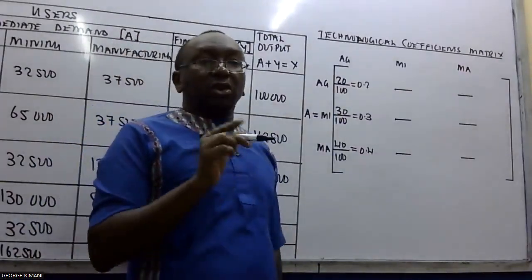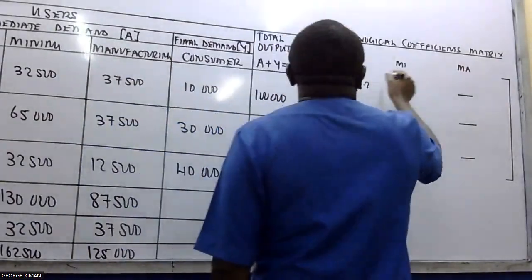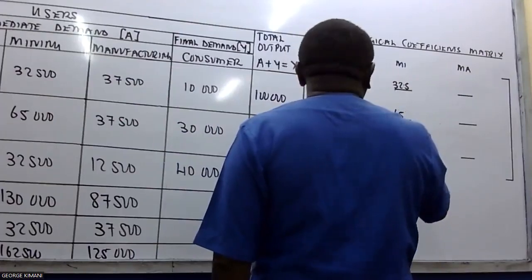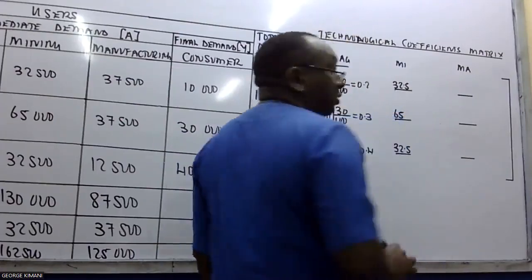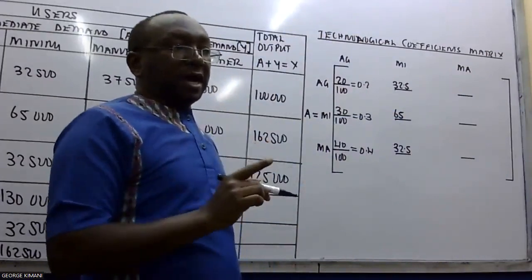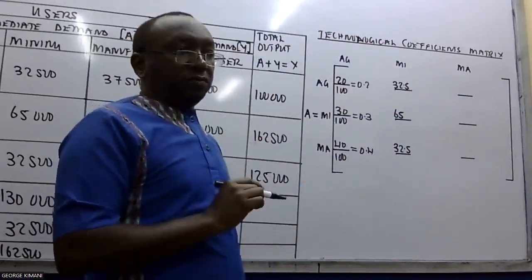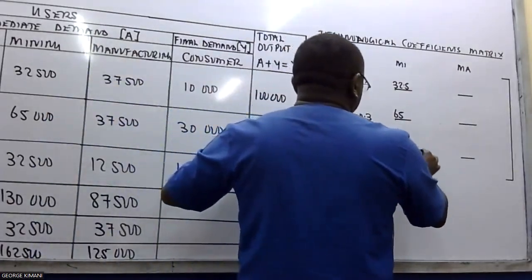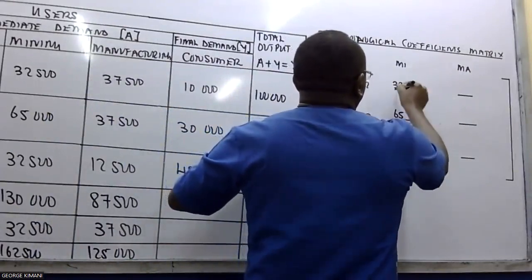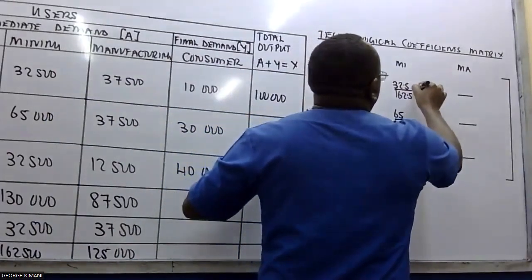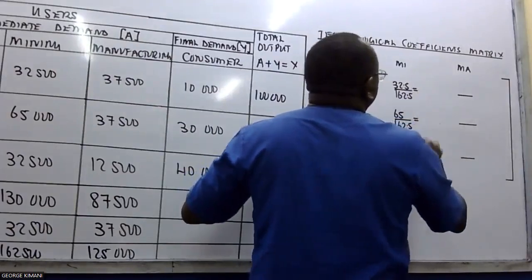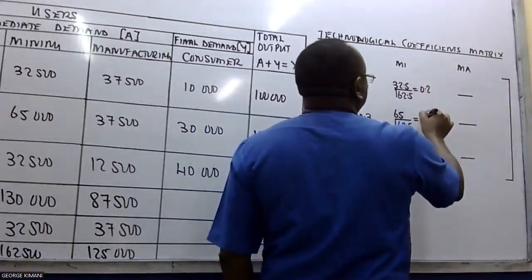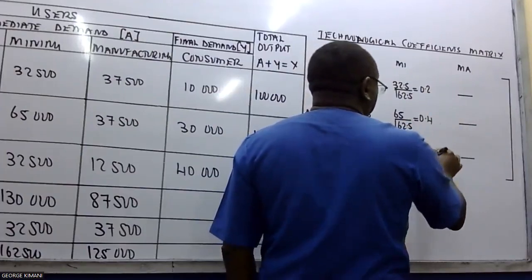Then you go to the second column. The values in the second column are 2.5, followed by 65, followed by 2. Now, the values of the second column are divided by the total of the second row. So the total of the second row is 162.5. The answers are 0.2. So this then should be 0.4, and 0.2.